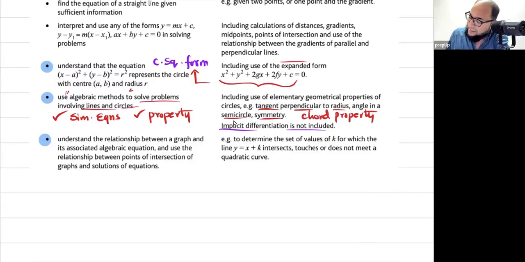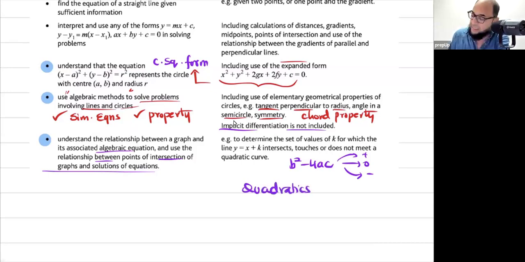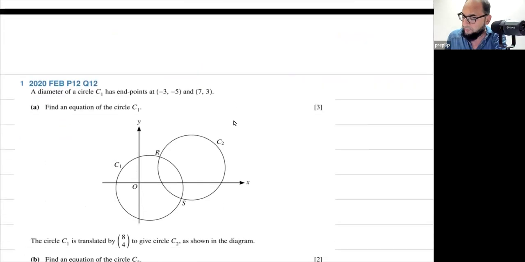Then it says, understand the relationship between a graph and its associated algebraic equation. Use the relationship between points of intersection of graphs and its equation, which has something to do with the discriminant. b squared minus 4ac could be positive, zero, or negative. Everything that you have studied in quadratics is applicable over here. The circle equation is about coordinate geometry and this is about quadratics. We have already gone over quadratics.